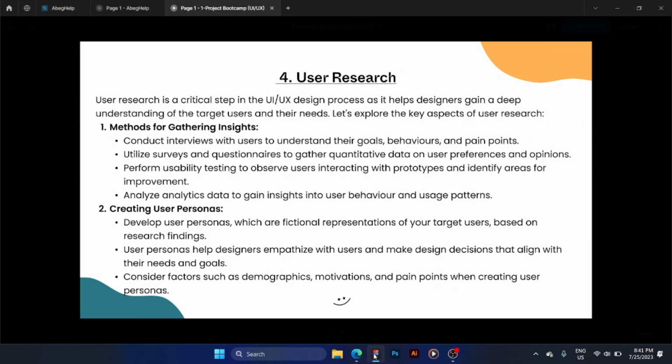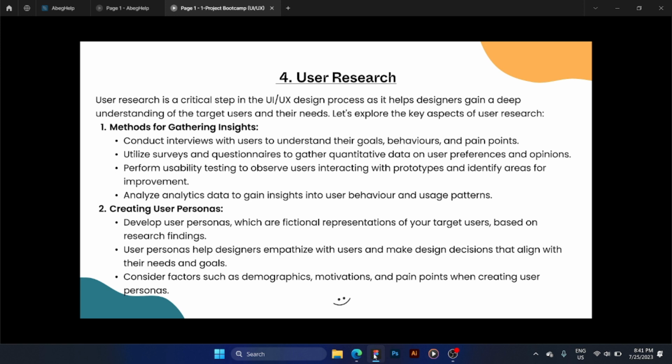Sorry for the distraction. So user research is a critical step in the UI UX design process, as it helps designers gain a deep understanding of the target users and their needs. So it means we take practical and circumspect steps to ensure that we gain full understanding, deep understanding of what the user needs to get. So there are a number of things we take note of in user research. So number one is what?